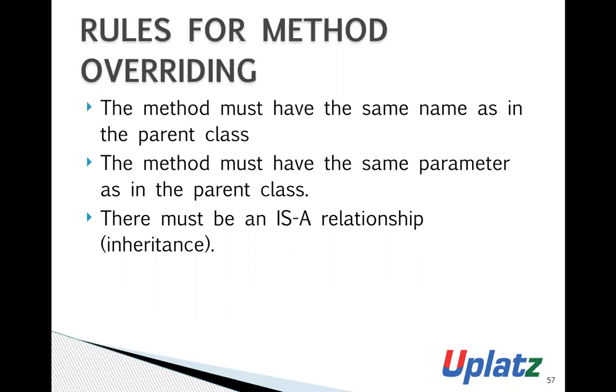The method must have the same parameters as in the parent class, that is the arguments that you pass inside. We have passed integer arguments. And there must be an IS-A relationship. That is, there should be some inheritance in the program. Then only you can apply method overriding. A superclass and a subclass should be there. Then only you can apply method overriding in Java.